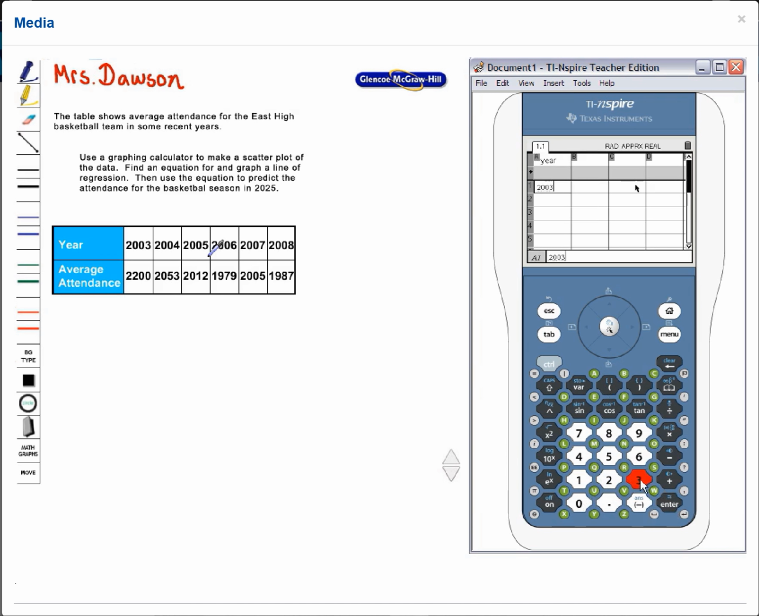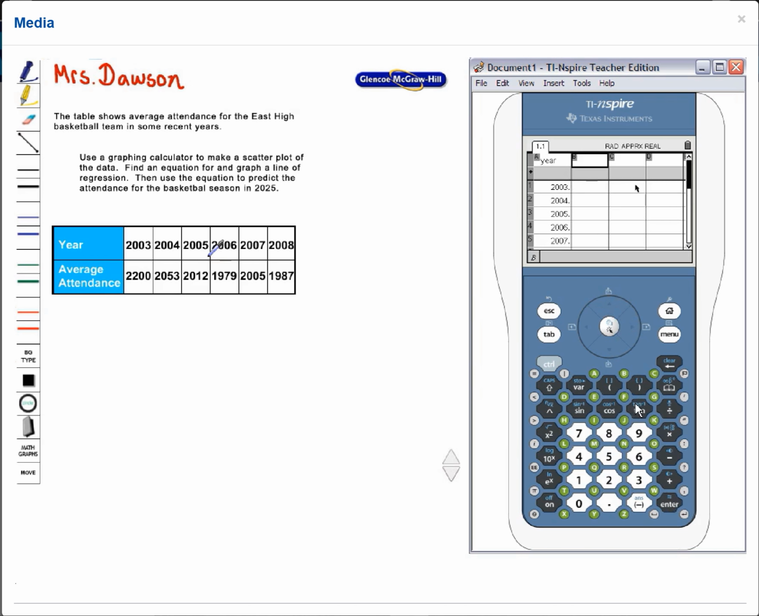And we have 2003, 2004, 2005, 2006, 2007, and 2008. If we had too many more than that, we could do a sequence to have that spreadsheet fill in. It wasn't too much typing.